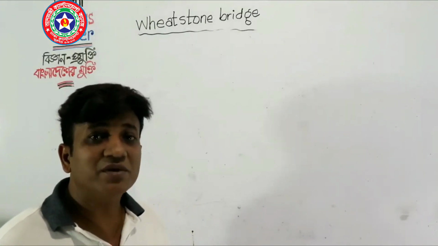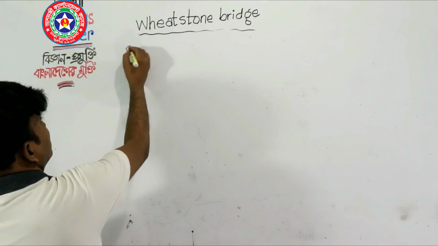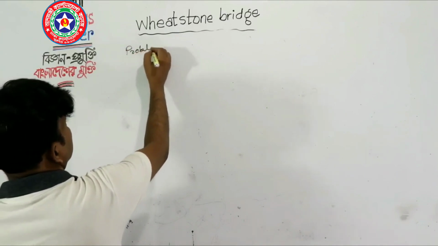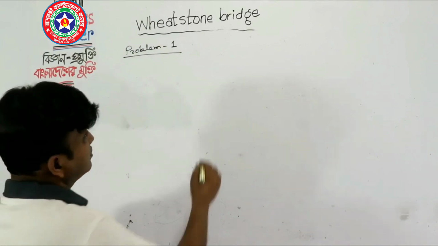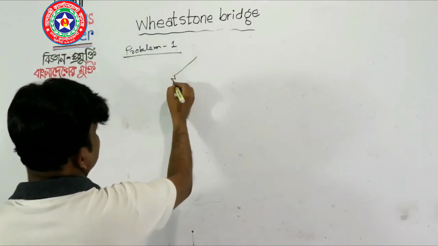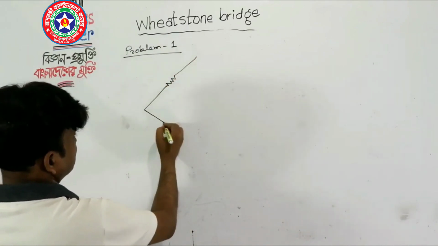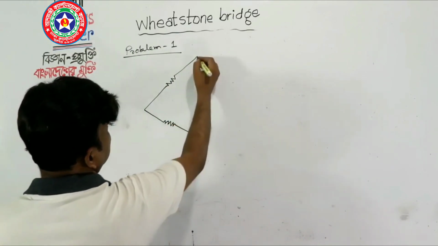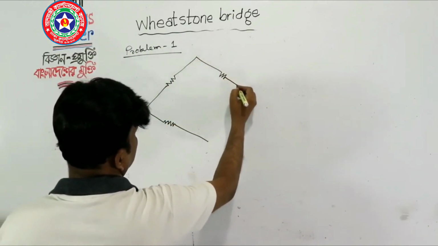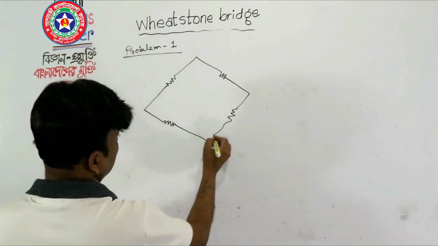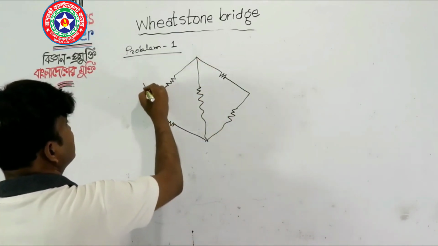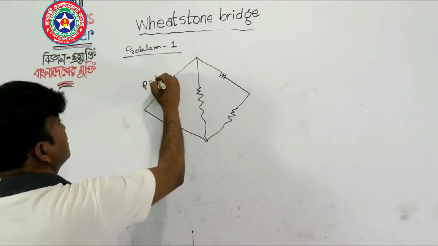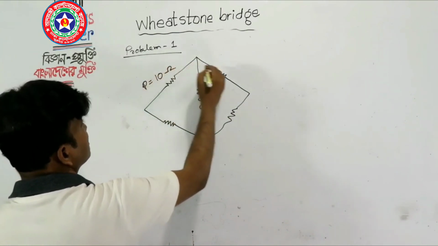Now the problem 1. Okay, we consider a circuit like this. The value of this resistance is, suppose P equals 10 ohms.